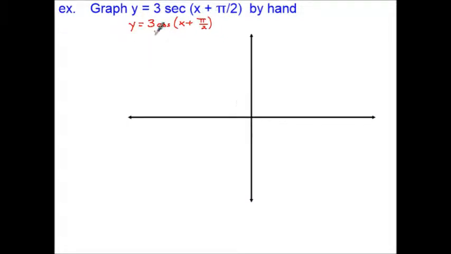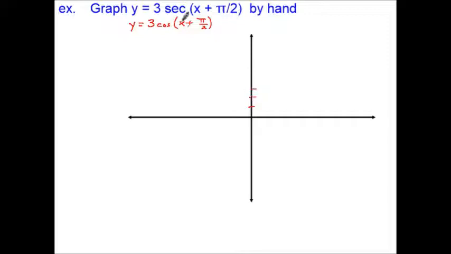Alright, so again, thinking about the things that I need to do, my period is still going to be 2 pi, but I am shifted left pi over 2. And then my amplitude is 3 for my cosine graph. Alright, and I don't have a vertical shift. So I'm going to want 3 units here.